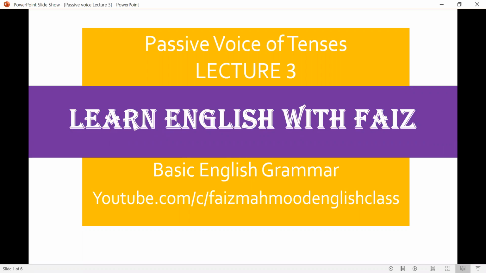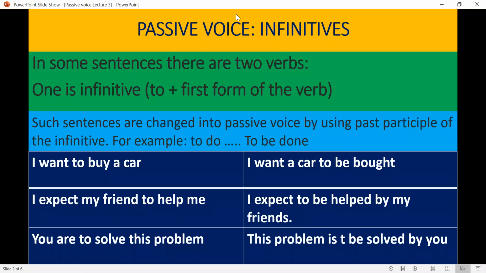Today we will learn some more rules about making passive voice of active sentences. Before your screens, something appears: passive voice of infinitives. Infinitives are the verbs with to. Do is the first form of the verb. To do is an infinitive. When we use to with the first form of the verb, it becomes an infinitive.